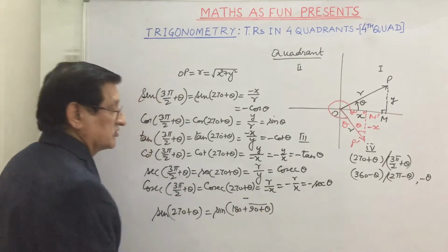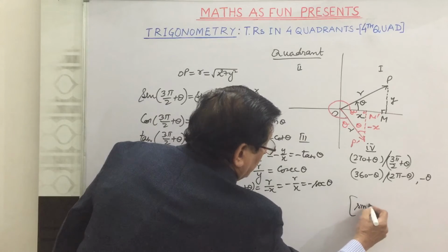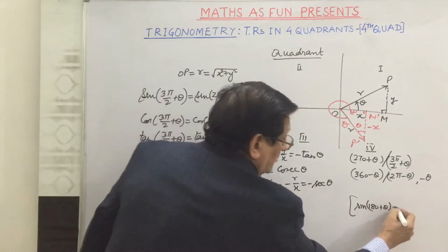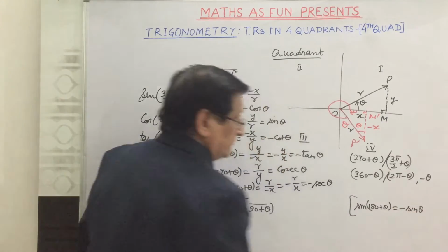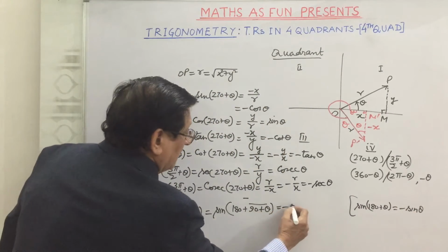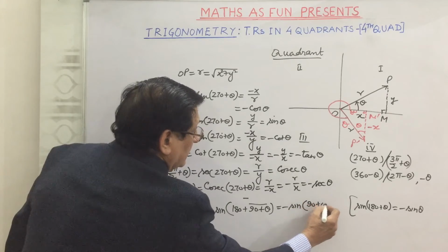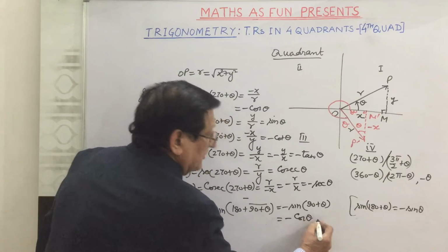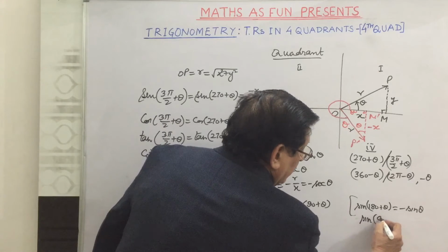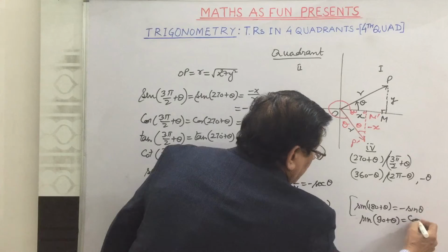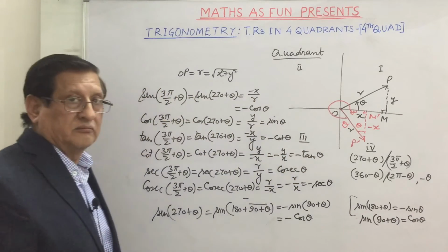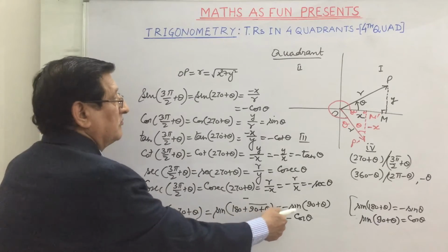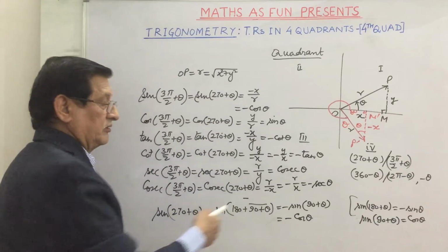And we know sine 180 plus theta, just now we've seen, is equal to minus sine theta. So it will come as minus sine of 90 plus theta. And this will be minus cos of theta, because we know sine 90 plus theta is same as cos theta. So what we find? Sine 270 plus theta is minus cos theta, what we have found here.